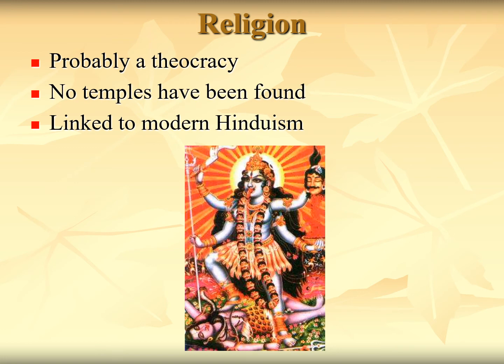So what we do know is that the area was most likely a theocracy. Remember what theocracy means. There were no temples that we have found, but we did know that they used the citadel for religious events if they needed to. The power was based on divine assistance, and religion and political powers are closely linked, as evidenced by the citadels. And the religion is linked to modern-day Hinduism. And Hinduism is a religion we'll get into a little bit later as we go deeper into India.